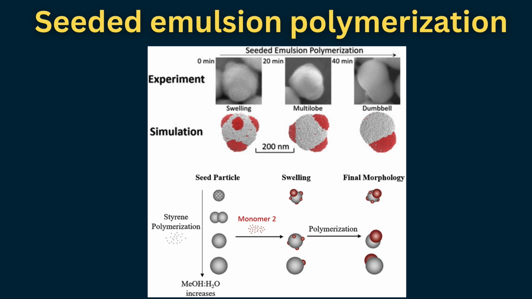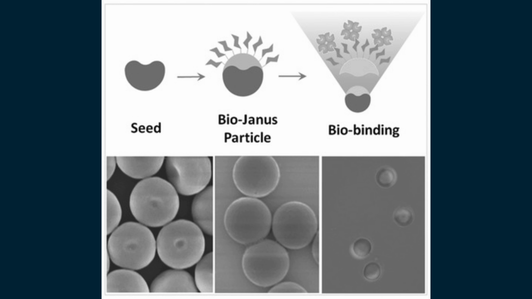Synthesis of Janus particles: seeded emulsion polymerization. Seeded emulsion polymerization is one of the most promising strategies for scalable JP production. In this approach, preformed polymer seed particles serve as nucleation sites for secondary polymerization. By controlling interfacial energies, monomer diffusion, and phase separation, anisotropic growth can be achieved. This method allows control over particle size, surface composition, degree of asymmetry, and functionality. The technique is compatible with industrial polymerization processes and enables the production of large quantities of particles.